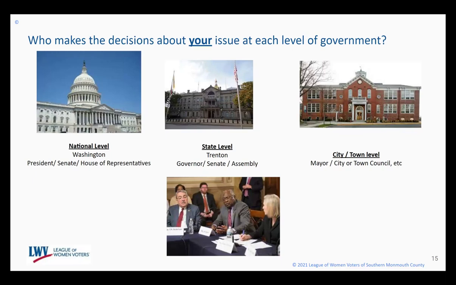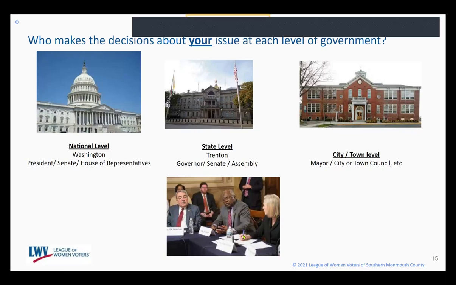We have a Senate and we have an assembly. And those are not the same senators and assembly people that go to Washington. There is a state senator that's elected from each one of the districts in the state. And there are 2 assembly people who go to Trenton to make state level decisions. At the city or town level, there is usually a city or town council or board, and there is a mayor. And sometimes you get to elect the mayor, but sometimes the board elects the mayor.